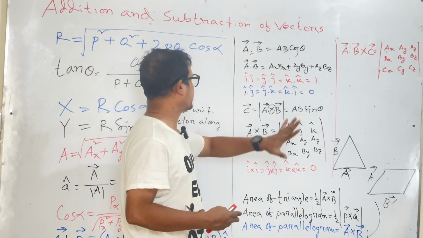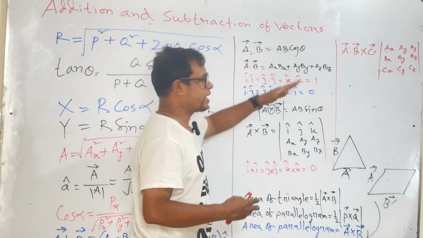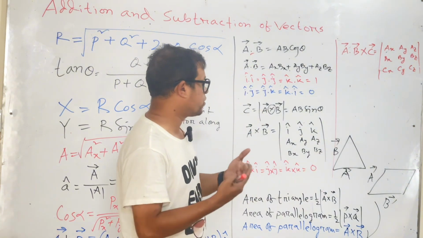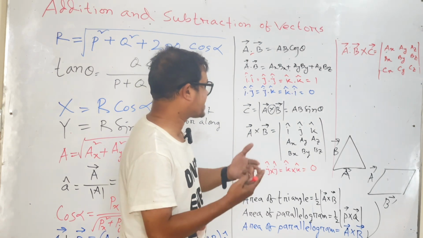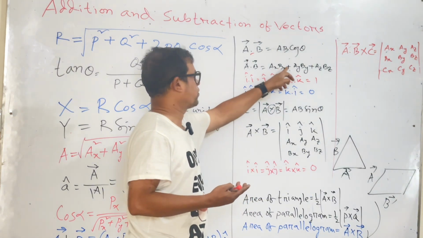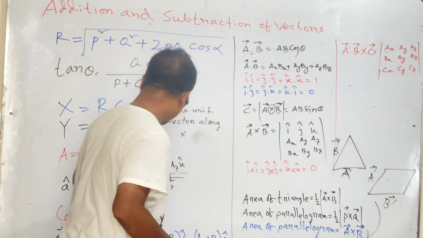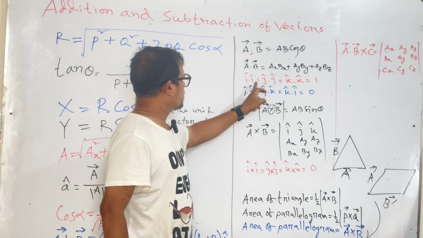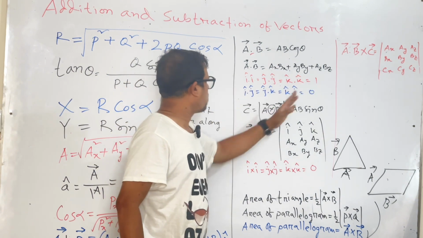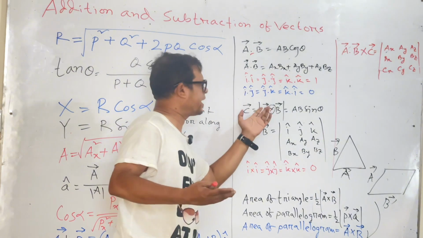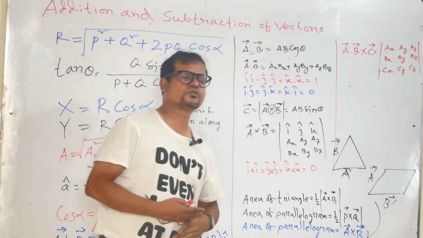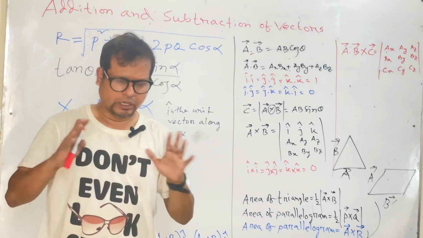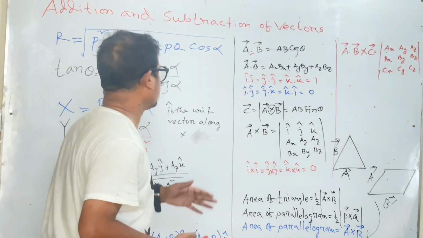Again I say, a vector dot b vector equals ab cos theta, and a vector dot b vector equals ax bx plus ay by plus az bz. I explain what ax, bx, ay and the rest are. Now, i dot i equals j dot j equals k dot k equals 1. i dot j equals j dot k equals k dot i equals 0. These are the equations related to the dot product.